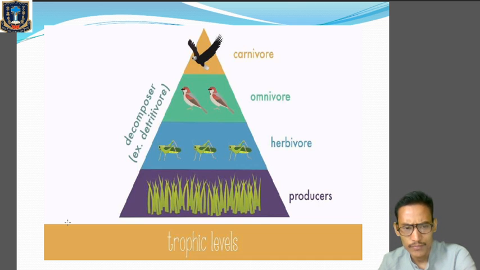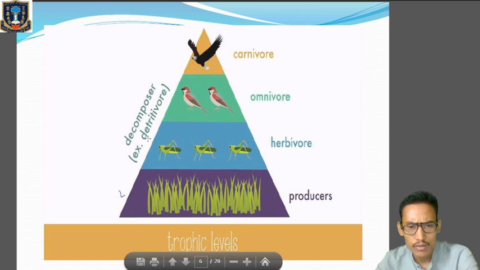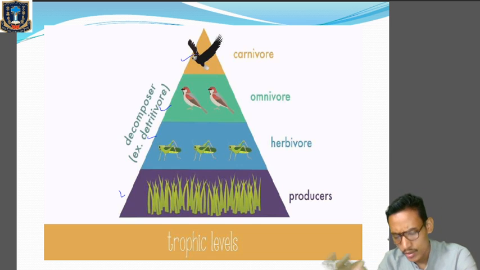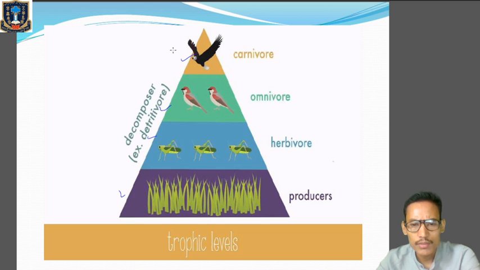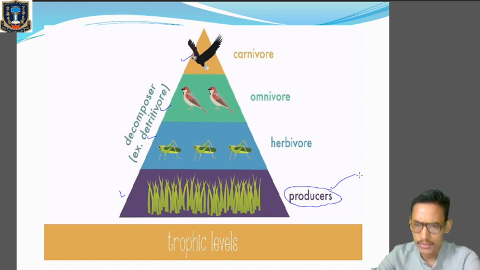You can see the trophic level, the first trophic level, the second trophic level, the third trophic level, and the fourth trophic level. Each trophic level consists of particular living organisms. In the given figure you can see that the first trophic level is occupied by the producers, the green plants. Now these producers are eaten up by the herbivore, which are called the primary consumer.